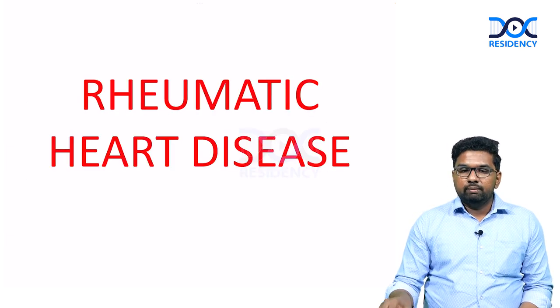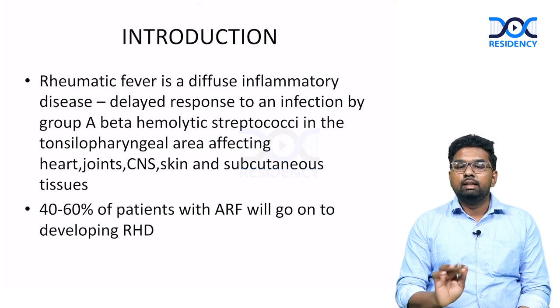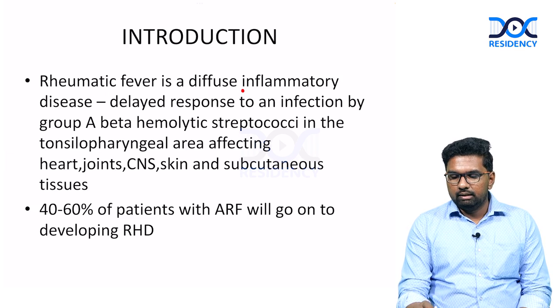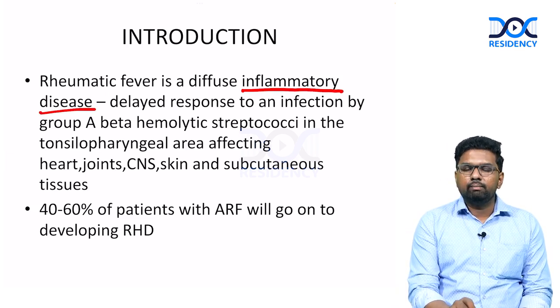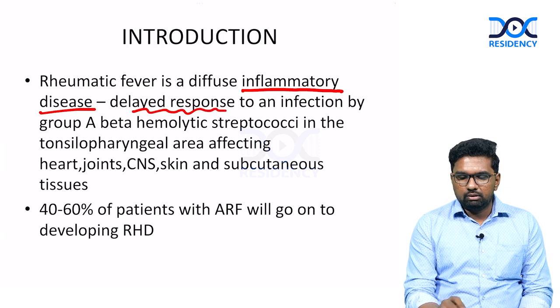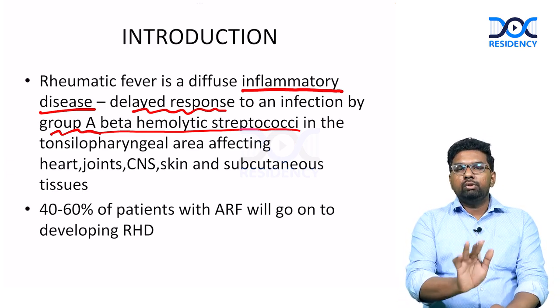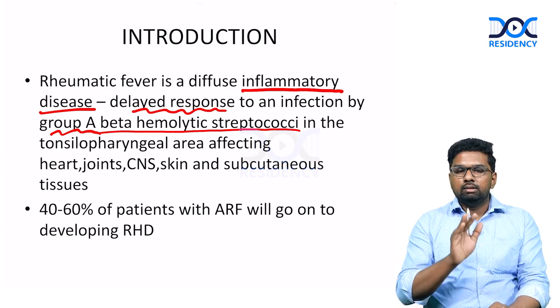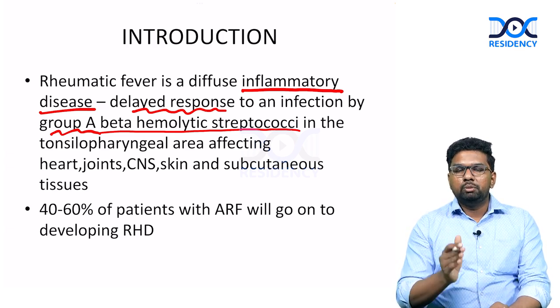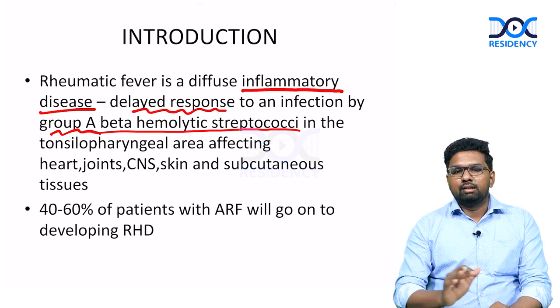Now coming up to the next essay, that is rheumatic heart disease. Rheumatic heart disease is a diffuse inflammatory disease. It is because of the inflammation, not because of the organism itself. It is a delayed immune response to group A beta hemolytic streptococci. Rheumatic fever is a diffuse inflammatory disease in response to group A beta hemolytic streptococci. It is not because of the bacteria itself directly.